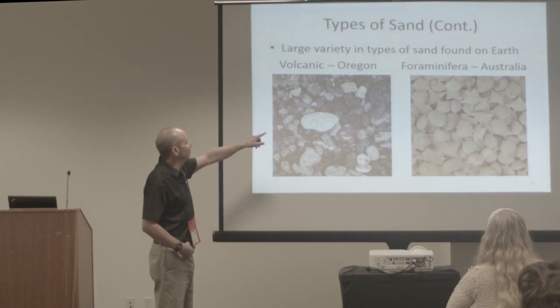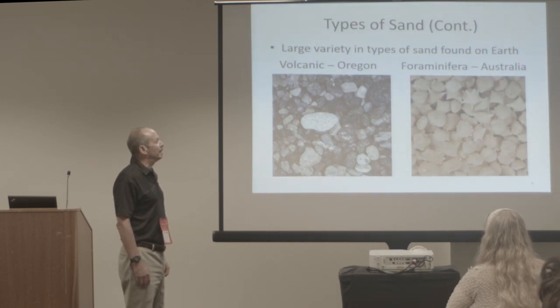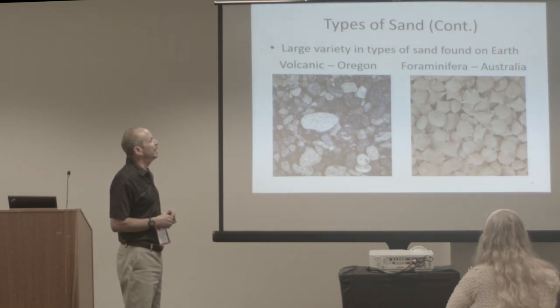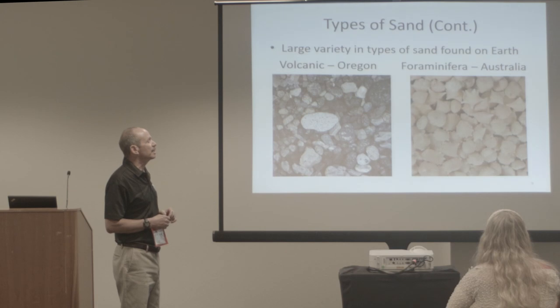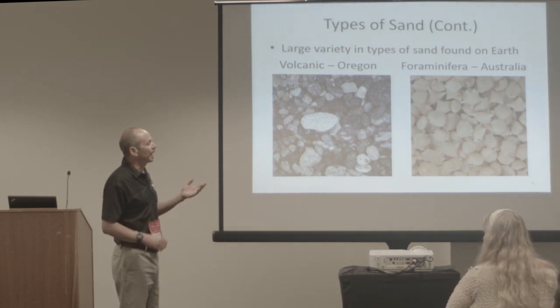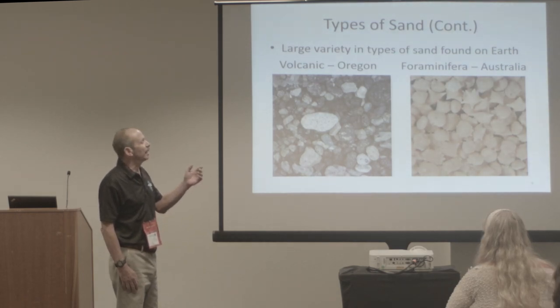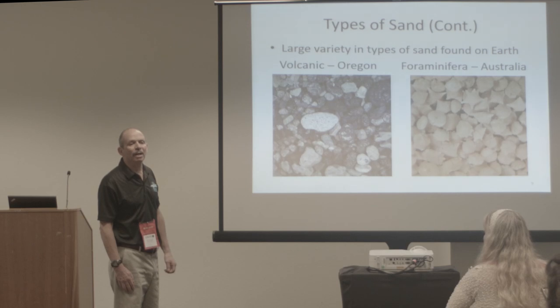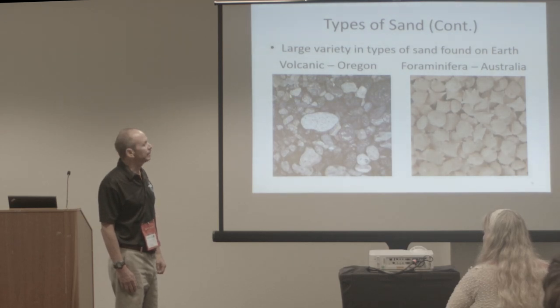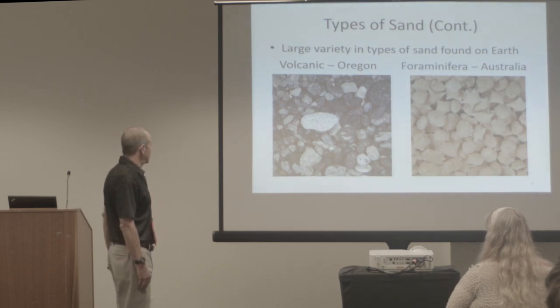You have grains of many different sizes and compositions. And then you have an organic sand, foraminifera sand. This is sand found off Australia. It has shapes that would indicate, even at the granular level, that it could possibly be caused by life. So you have inorganic sand, organic sand.